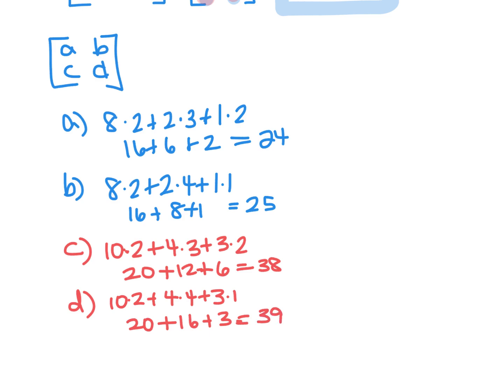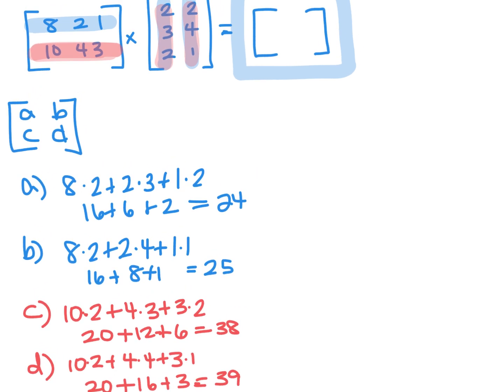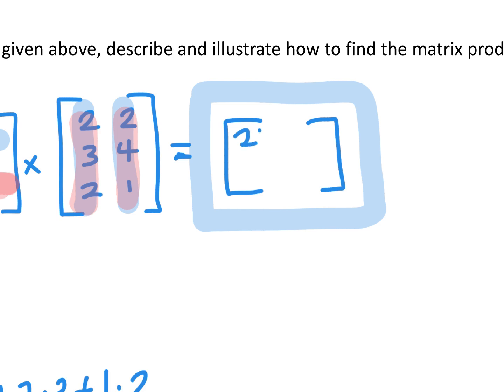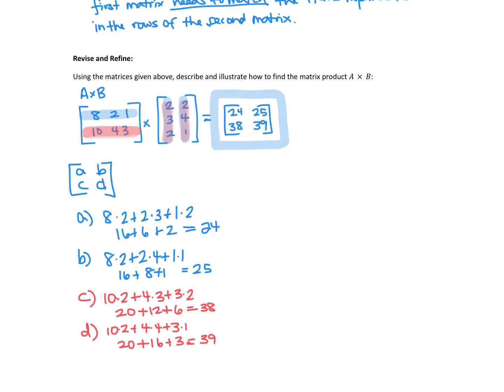Okay, so we got all our totals, so now we're gonna put them in our final matrix that represents the product of A times B. So here's our final answer. So we put 24 in this upper left corner. And then upper right, we put 25. And then bottom left, we do 38. And then bottom right, 39. Okay, and that's how we got those. And put it all together in our final matrix.